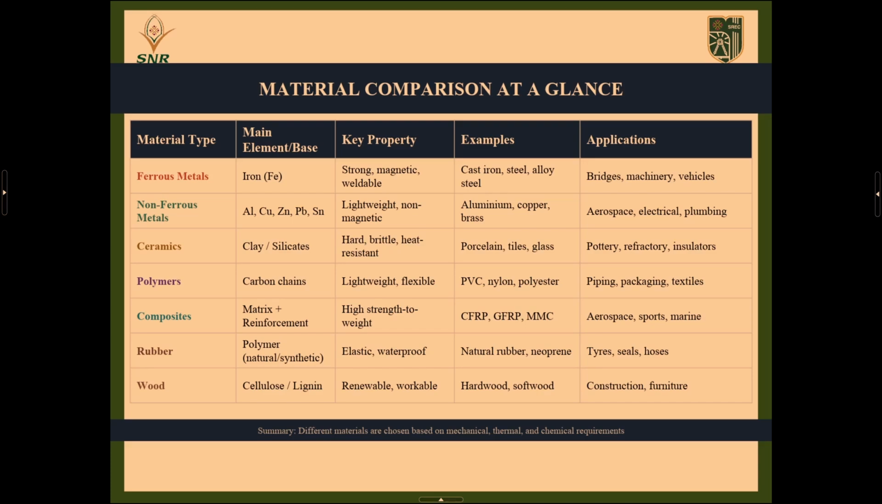Coming to polymers, they have carbon chains and are lightweight and flexible. PVC, nylon and polyesters are used in piping, packaging, tiles and the textile industries. Composites are matrix plus reinforcement, with a high strength to weight ratio. Examples are CFRP, meaning carbon fiber reinforced composite, glass fiber, and metal matrix composites, used in aerospace and marine applications. Rubber polymers are elastic and waterproof, with natural rubber used in tires, seals and hoses. Wood is cellulose and lignin based, renewable, with two types, hardwood and softwood, used in construction and furniture.